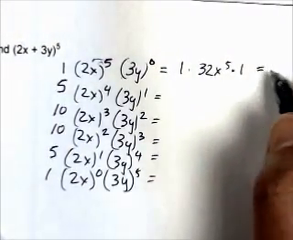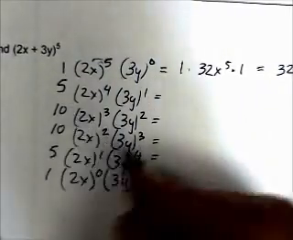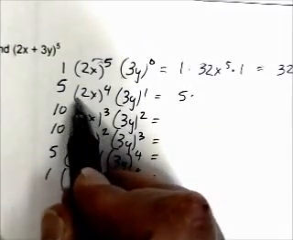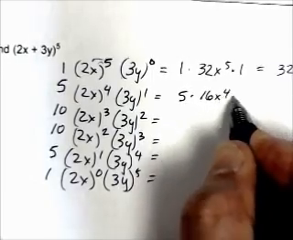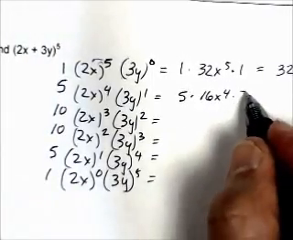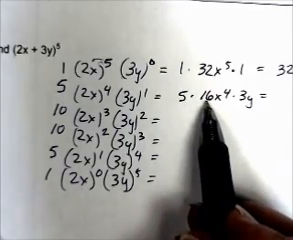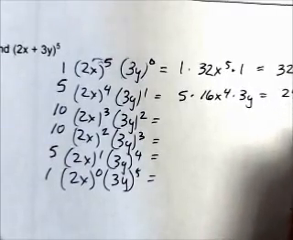All right, so this is 32 x to the 5th. Next, 5 times 2x to the 4th. Make sure again you distribute. 2 to the 4th is 16, x to the 4th, times 3y to the 1st is 3y. 5 times 16 is 80 times 3 is 240. So 240 x to the 4th y.